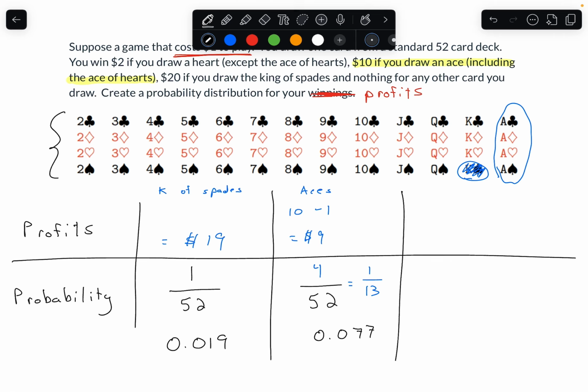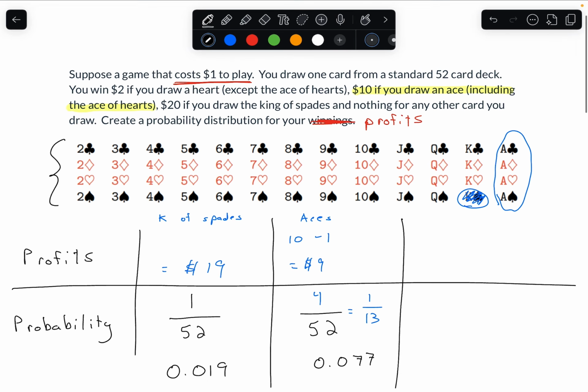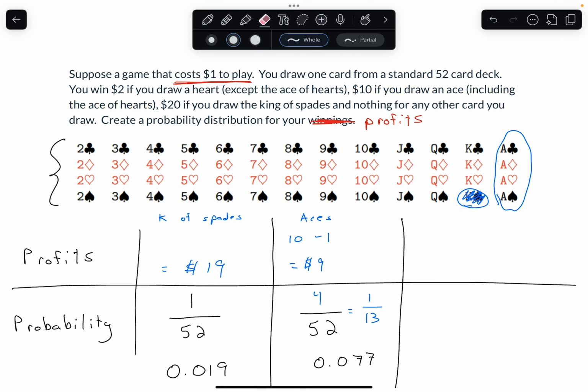And there's the probability for aces. So we have here the profit of drawing an ace, and then here's the probability of that outcome occurring. So we have everything we need. Moving on, what else do we get? We win $2 if we draw a heart, with the exception of the ace of hearts. So we've counted all the aces.